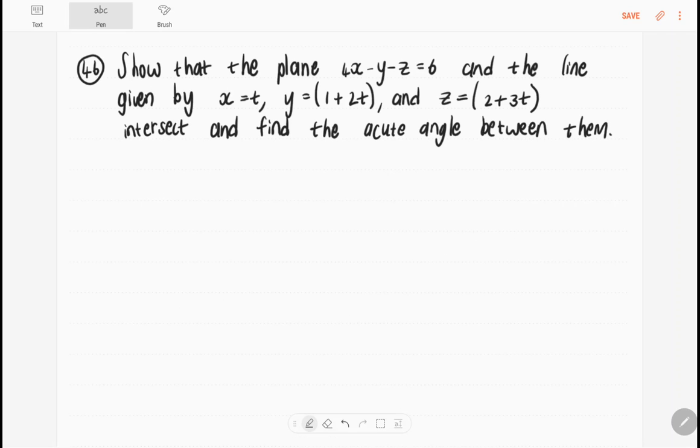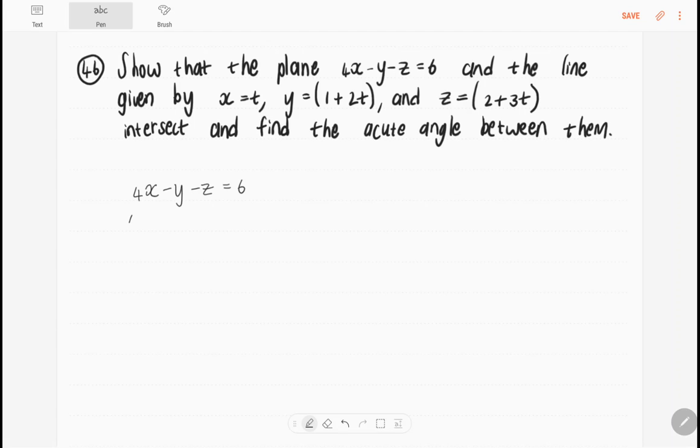Next we have number 46, and it says show that the plane 4x minus y minus z equals 6, and the line given by x equals t, y equals 1 plus 2t, and z equals 2 plus 3t intersect, and find the acute angle between them. Alright, so what we are going to do first is we want to show that they intersect.